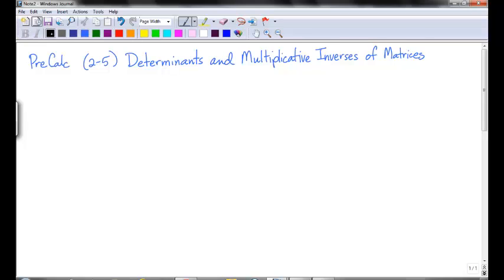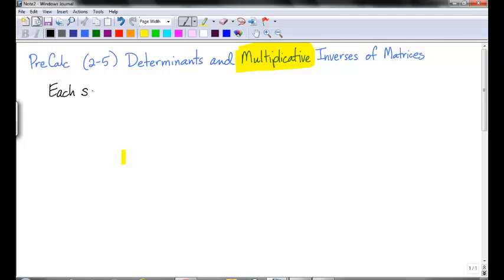Okay. First, this is one of my all-time favorite words in math. Try saying that. Multiplicative. Try saying it. Multiplicative. Okay? Doesn't it just... It's great. It's a great word. Okay? Multiplicative inverses.